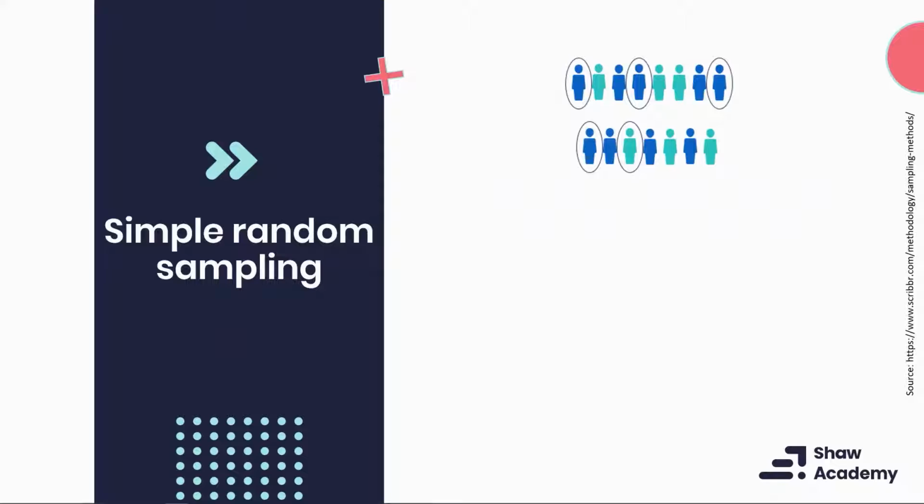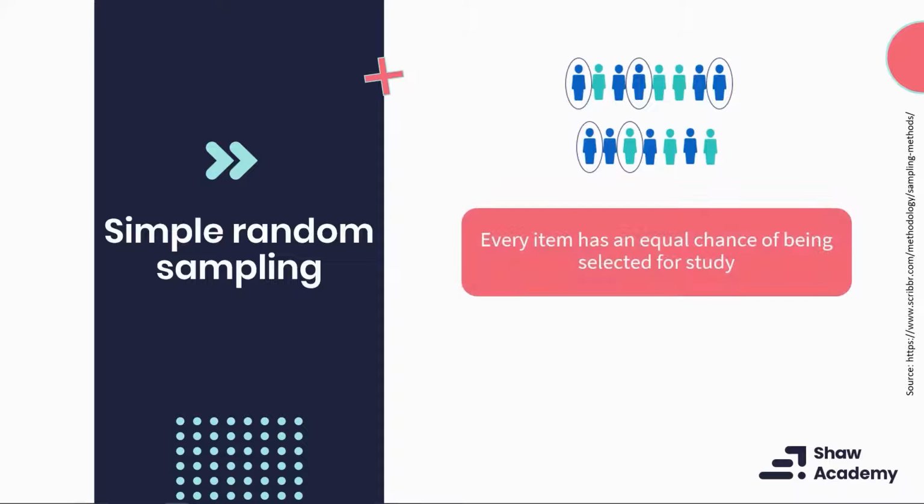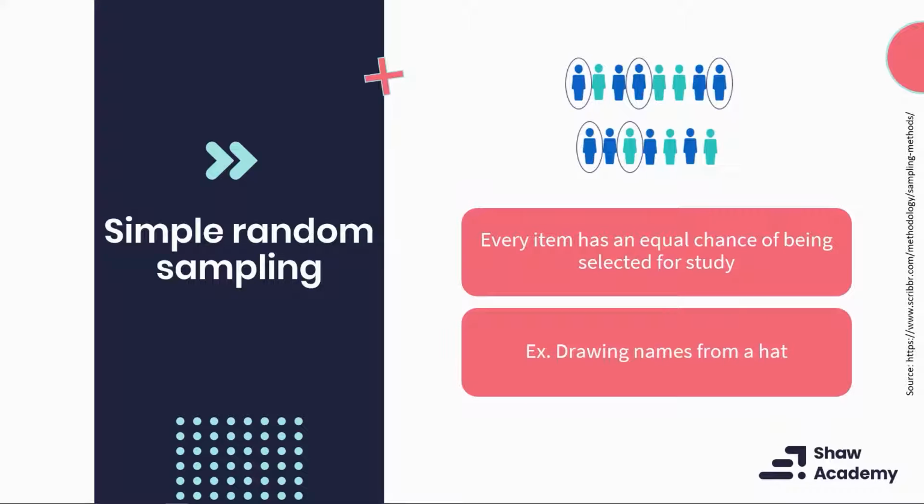Random sampling, also known as a probability sample, is when a simple sample size of n is chosen in a way that every item in the population has an equal chance of being selected to be in the sample. A good example would be drawing names randomly from a hat. This is the most common way of sampling. Now, with random sampling, we're able to use statistical methods to analyze the sample results.